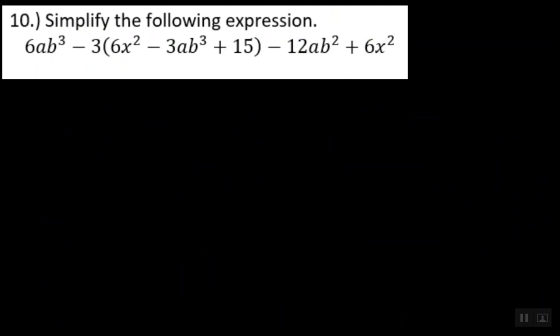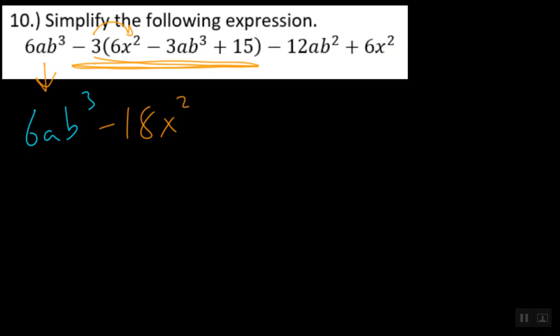Okay, here's example 10. Now let's go ahead and try example 10. Now it looks nasty at first, but all you have to remember is, hey, I want to distribute first, so that means that this 6ab cubed, and guys, y'all gotta learn when there's a 3 there, you gotta say cubed. 6ab cubed stays as it is, and here negative 3 times 6x squared will become, I'll keep this in orange, negative 3 times 6x squared will be negative 18x squared.